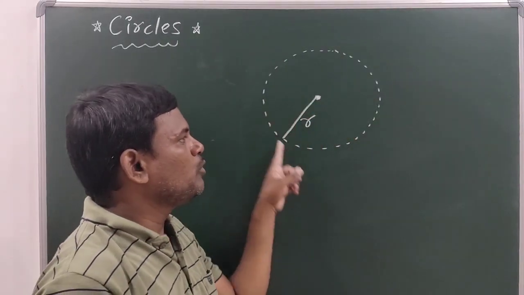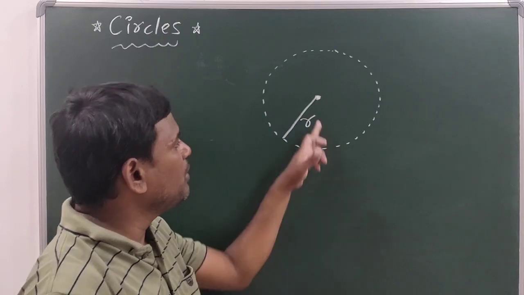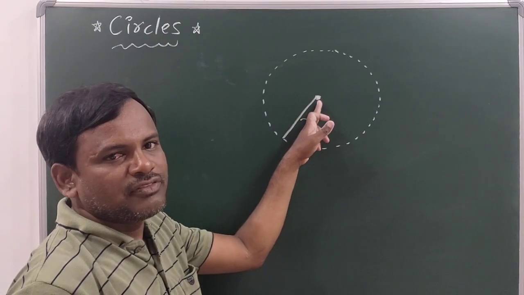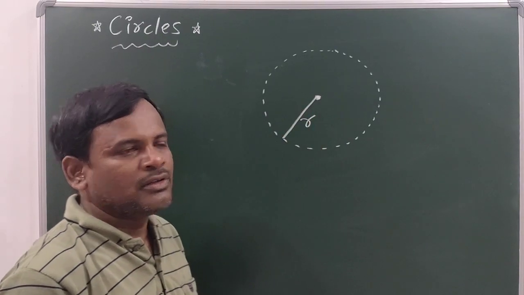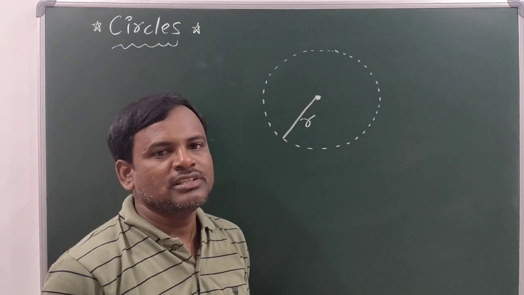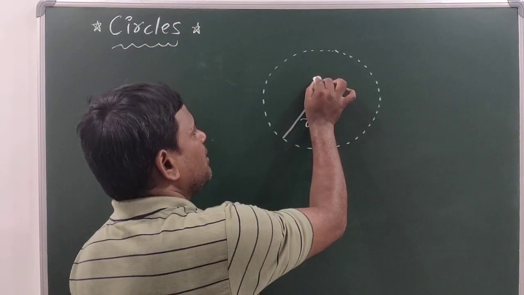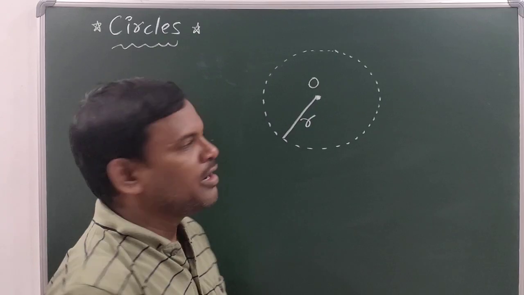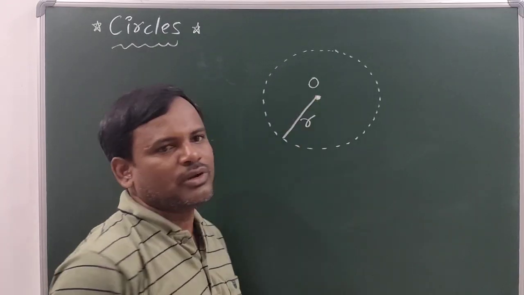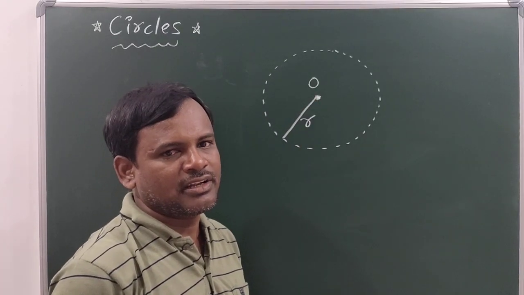See here, I have taken group of points. All these are moving equidistantly from this fixed point. That fixed point is known as center of the circle. Let it be O. And that fixed distance is known as radius of the circle.